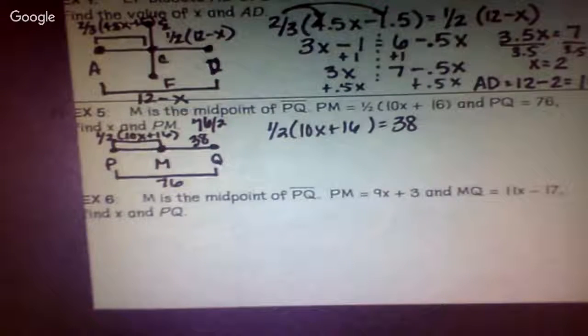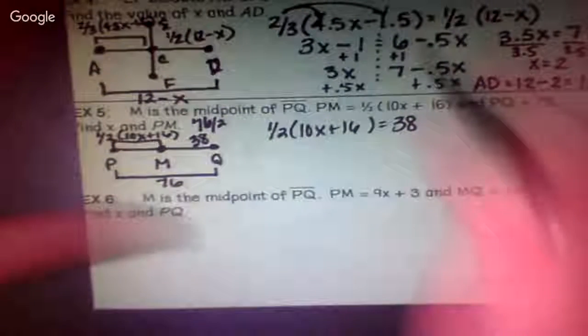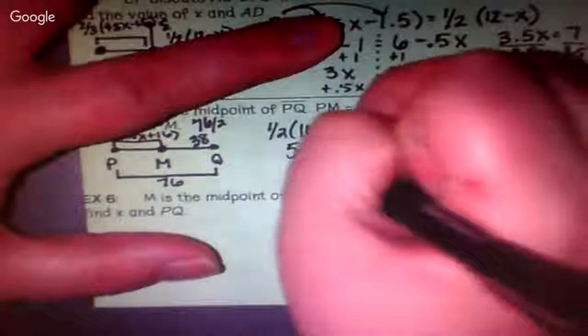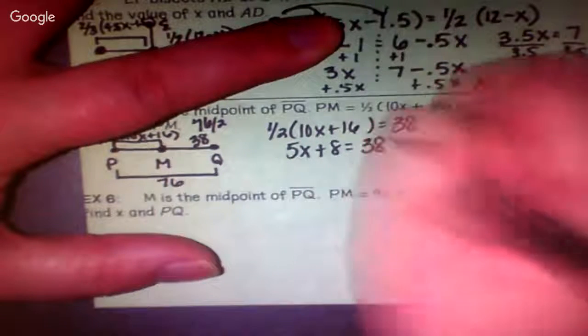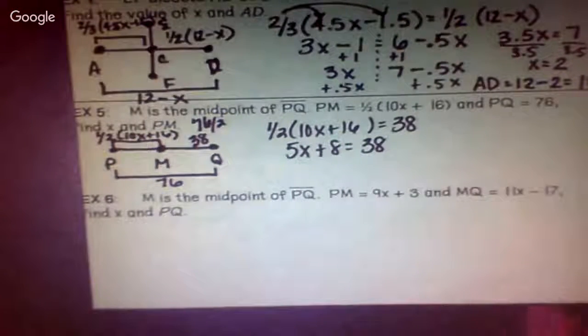Interesting. So let's solve this. We need to distribute that 1/2. Well, what's 1/2 of 10x? 5x. What's 1/2 of 16? 8. And that should equal 38. Next step, Edwin. What do we do next to get x by itself? 5x plus 8 equals 38. I need to get rid of everything that doesn't have an x. So what do I do? Subtract what?